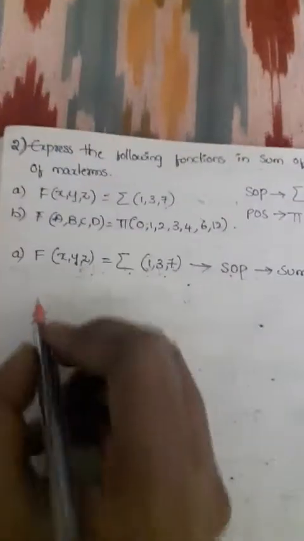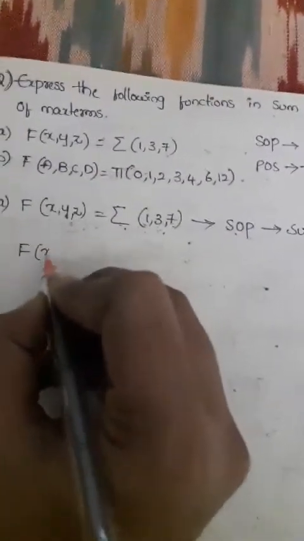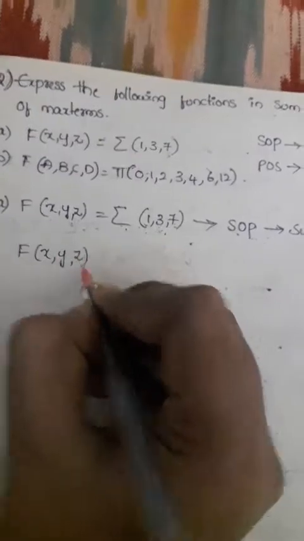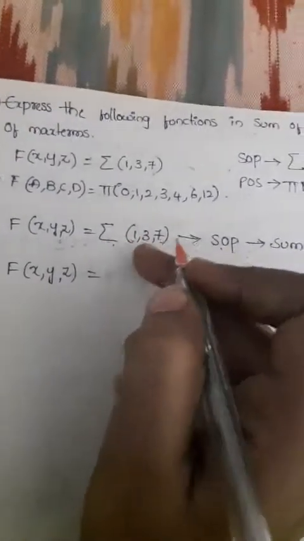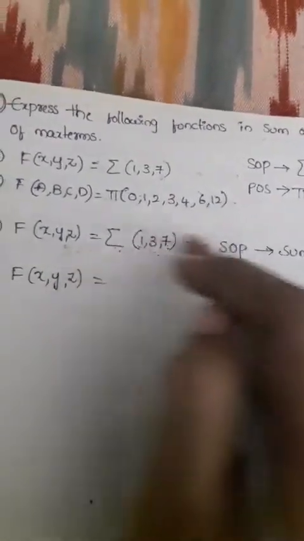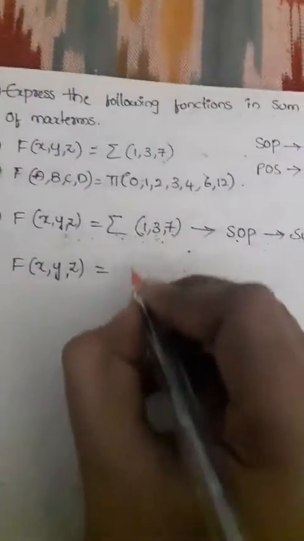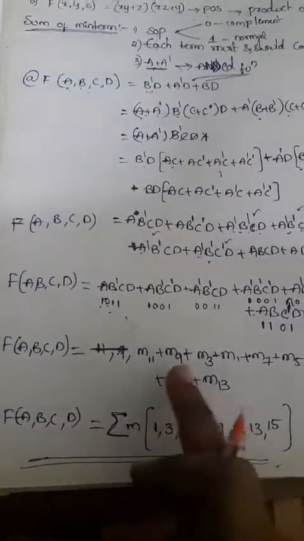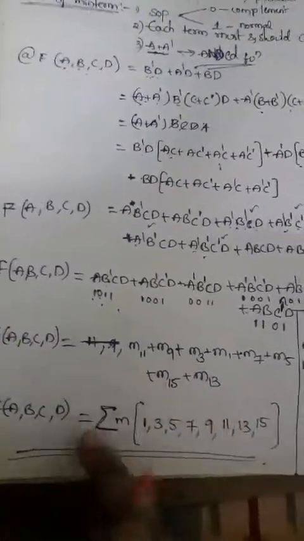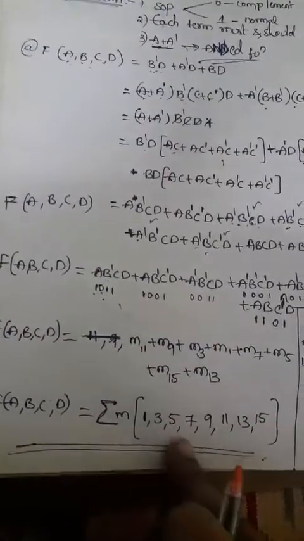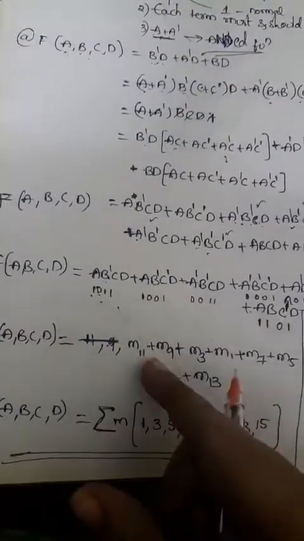So first we convert this into f of x y z equals summation of 1, 3, 7. Summation is related to SOP, or sum of minterms. Which symbol do we use for minterms? Small m. So I can write it directly like this. Just observe the previous problem so you can understand.